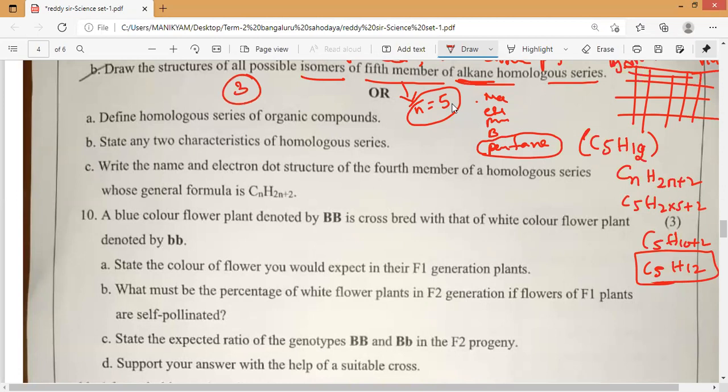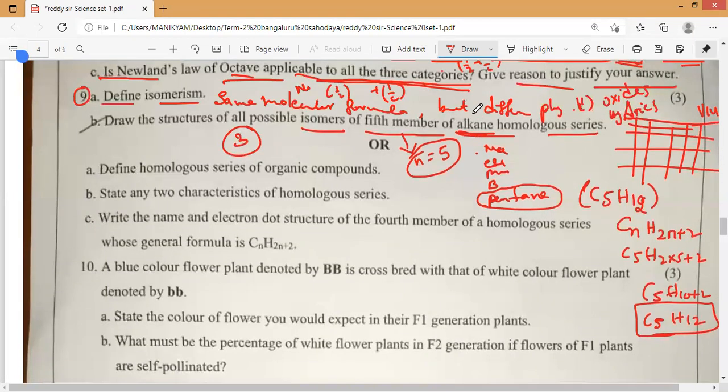So what are they? Names alone you tell me. I cannot draw the structures; you all already know. So names alone, tell me. Can anybody? What are the names? One is n-pentane, the basic structure. Yes or no? Second one is isopentane. And third one is what? Neopentane. Very good.